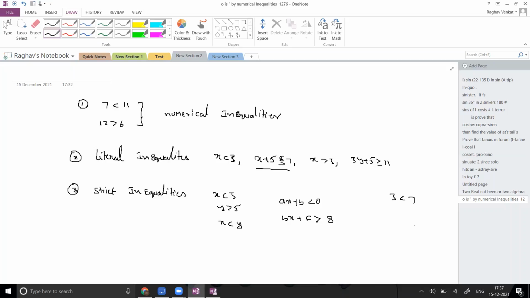You can't compare. There are some situations like all natural numbers are whole numbers, all whole numbers. It's not like that. It's a combination. One statement can be both. 3 less than 7 I can take as a numerical inequality as well as a strict inequality. Because of this, you can't say all numerals are strict. It's a combination. Fourth one, slack inequalities.